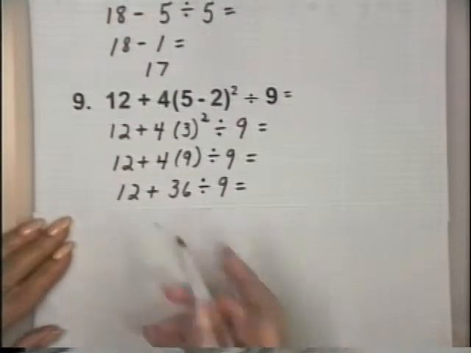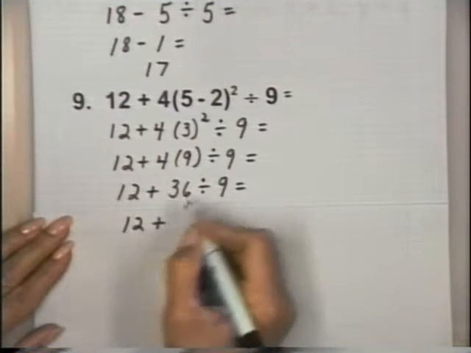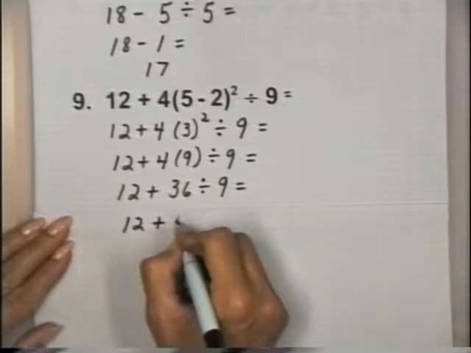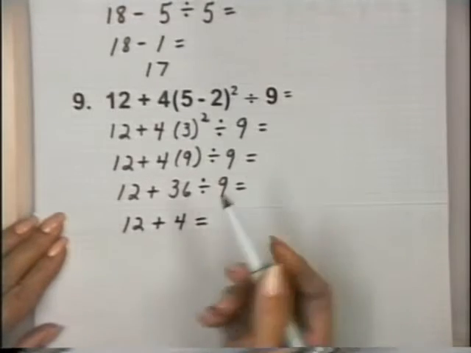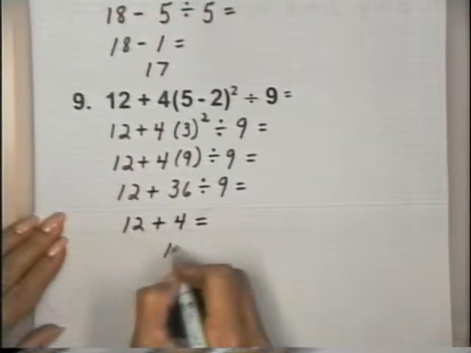So let's go back through. We'll have 12 plus 36 divided by 9 is 4. Last, I'll say 12 plus 4 is 16.